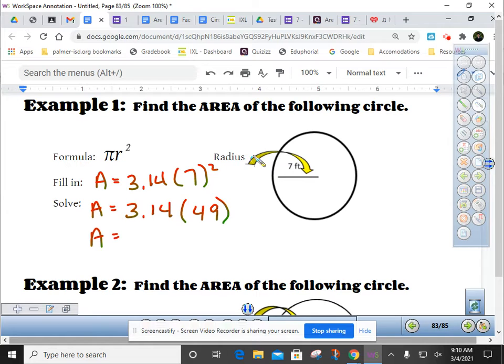People without a calculator, what do you think it's going to have to be close to? We're doing 3.14 times 49. What's it going to be close to? The answer, like 150. Why, Sierra? Because it's close to 50 times 3. Yeah, because this is close to 50, close to 3. 50 times 3. It's probably going to be a little bit more than 150, but not much. What is it, Nathan? 153.86. Perfect. Thank you for doing the math for us.